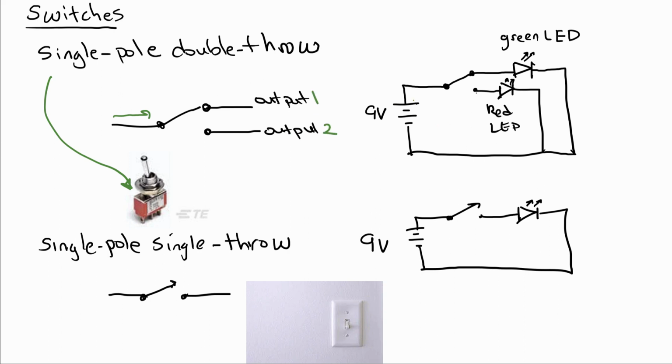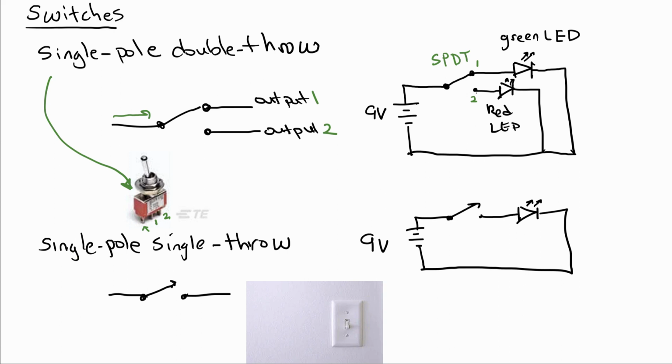Here you have a 9-volt battery. We have a single pole double throw switch here. If it's in this position, say position 1, then the green LED will turn on. And if we're in position number 2, then the red LED would turn on. You can see it has 3 terminals. This is the input, this is output 1, and this is output 2.